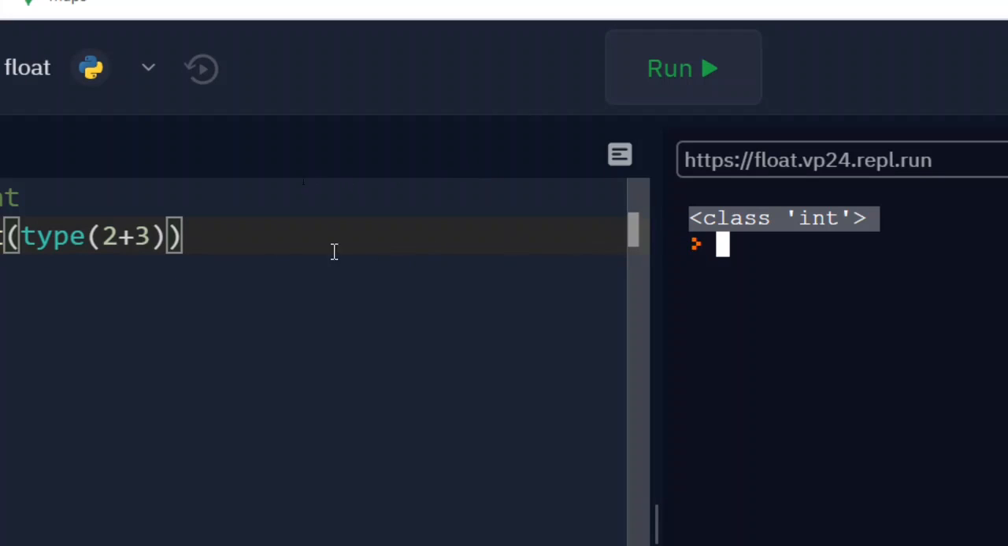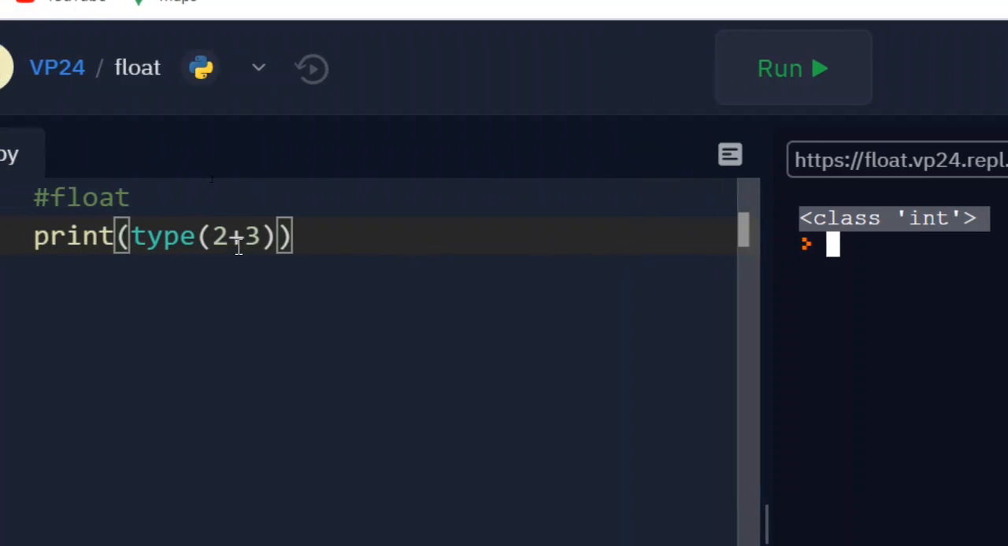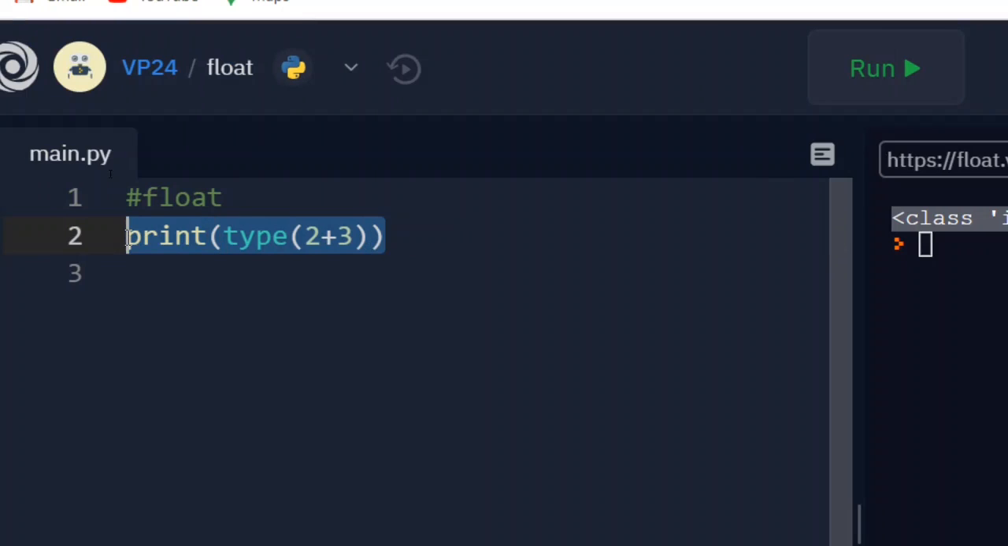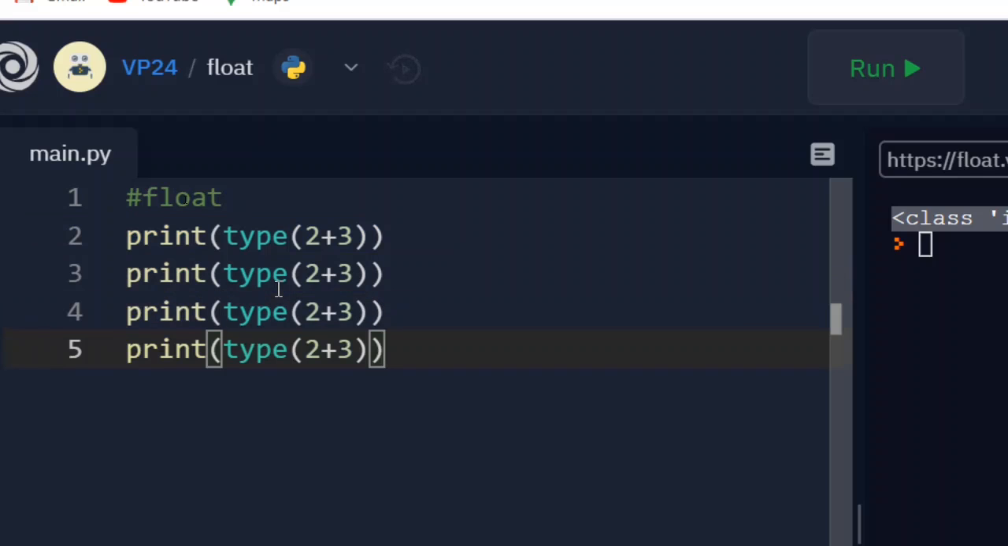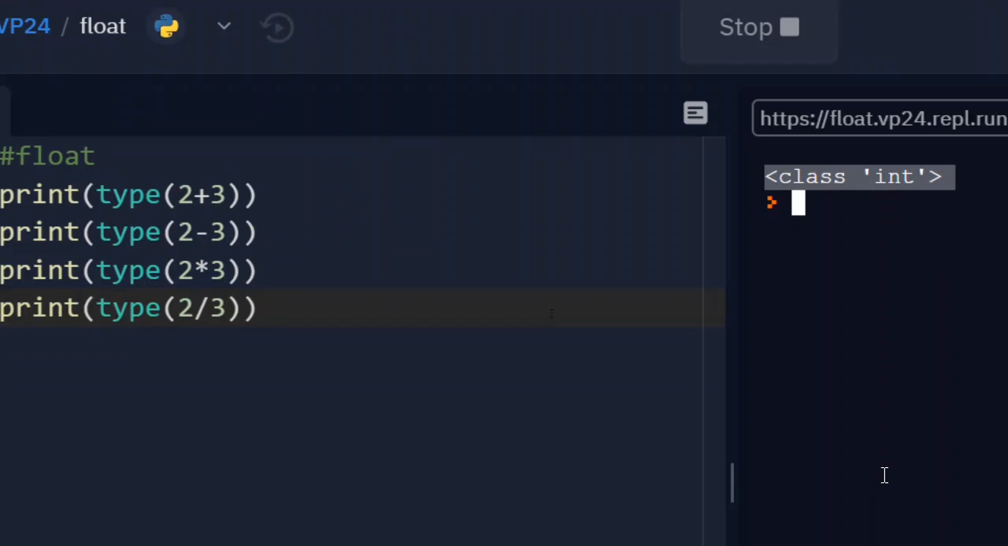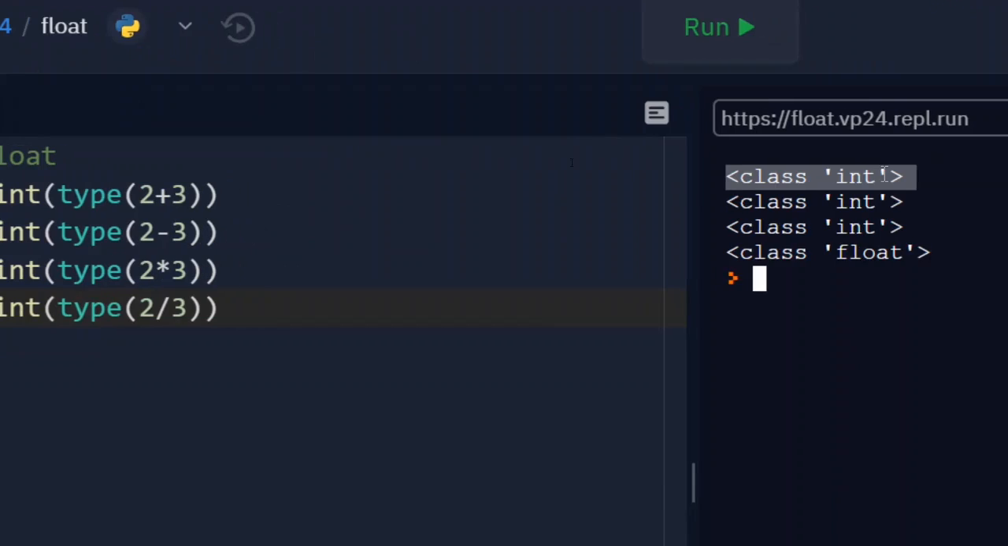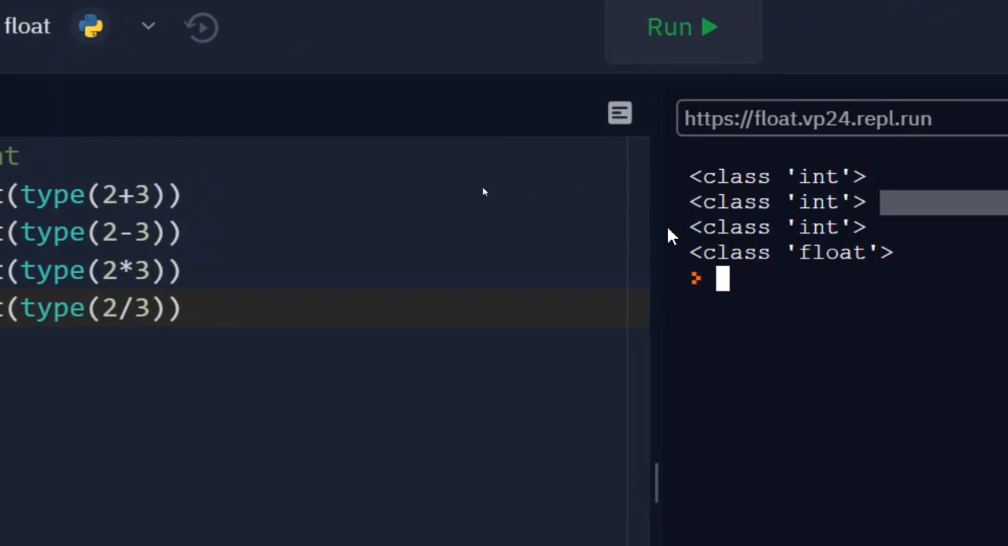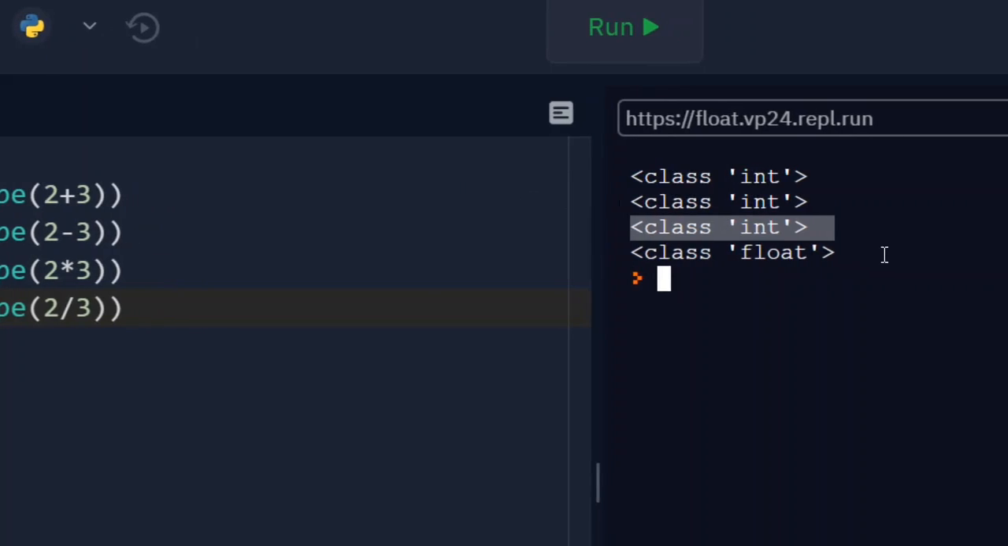And in the same way, I can do this for all the operators, right? How can I do that? Well, let me copy this. Now I can check the type for subtraction, and then multiplication, and for division, right? Now, if I run this, do you see that? The first one is class int, again class int, and then class float.